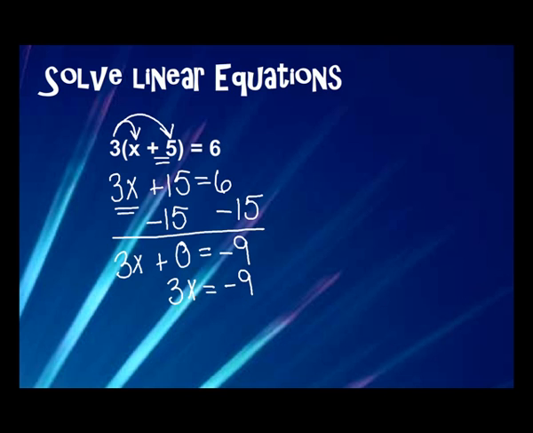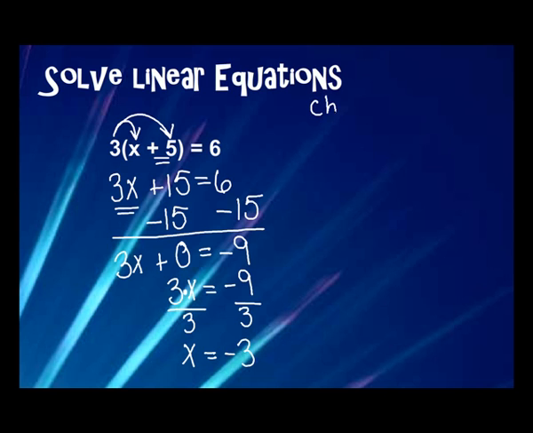Now a number in front of a letter means that you're multiplying them. Well, the opposite of multiplying is dividing. And you always divide by the number in front of the variable. So we're going to divide both sides by 3. So we'll get x equals negative 3.